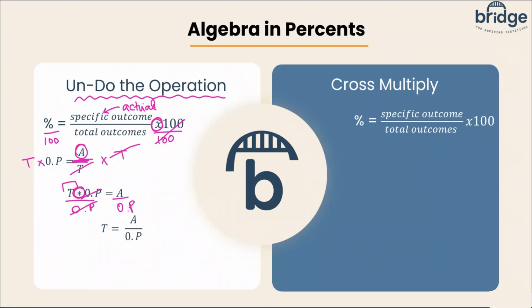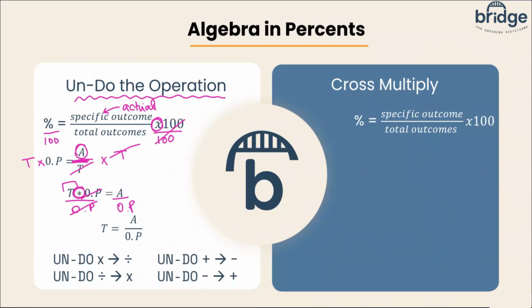This idea that multiplication and division are opposites and that addition and subtraction are opposites is the core of algebra. And it's what will allow you to move fluently through percent problems. This is an absolutely foundational skill that you need for success on the RD exam. And once you understand how to undo these operations, we can also use a second strategy that will help us solve these problems, cross multiplication.